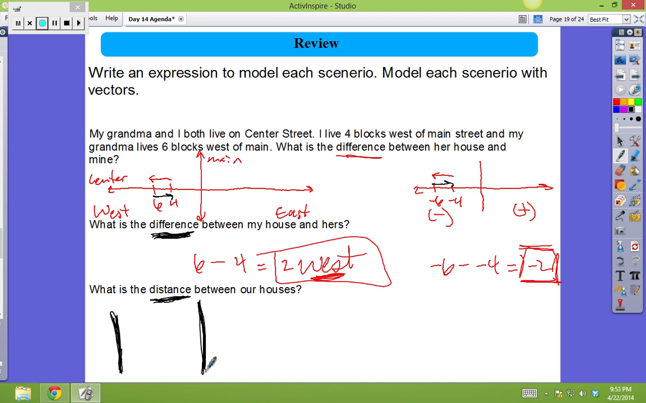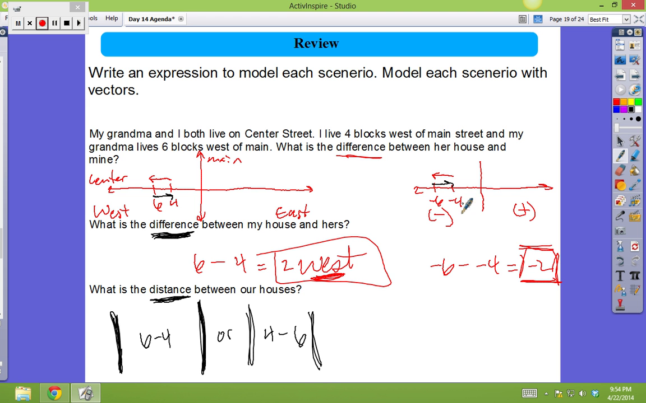So type 1, if I'm using this east and west, the difference between my house and my grandma's is pretty dang close to the distance between my house and my grandma's. So I want the distance between. The operation for distance is still subtraction. The thing is, I don't care about the direction. So I'm either going to take 6 subtract 4, or I'm going to take my house subtract my grandma's house, 4 subtract 6. And they're both going to give me a distance of 2.